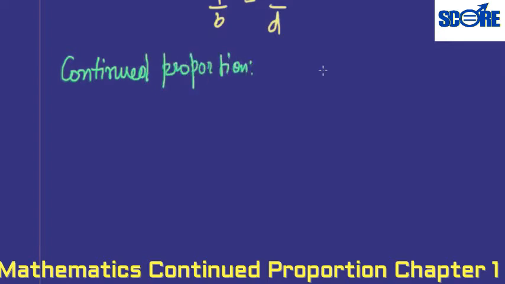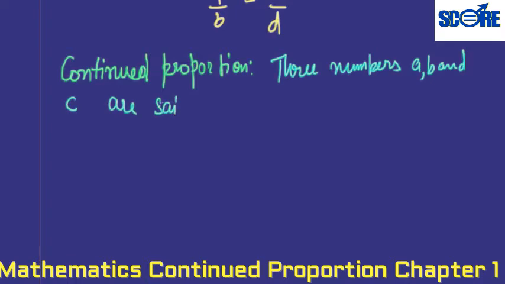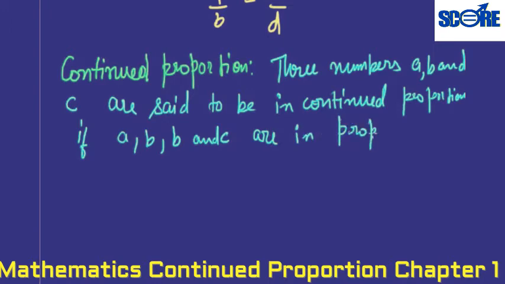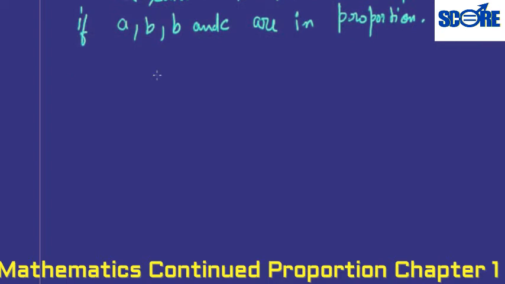In continued proportion, three numbers A, B and C are said to be in continued proportion if A, B and B, C are in proportion. That is, A upon B is equal to B upon C.